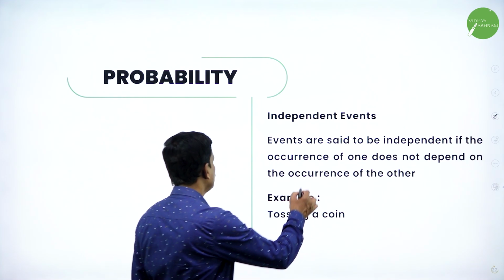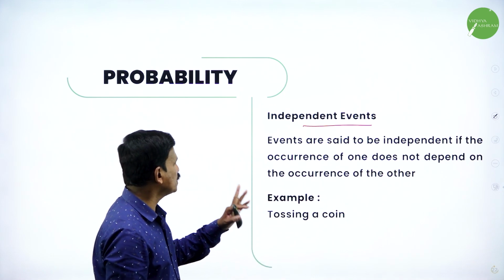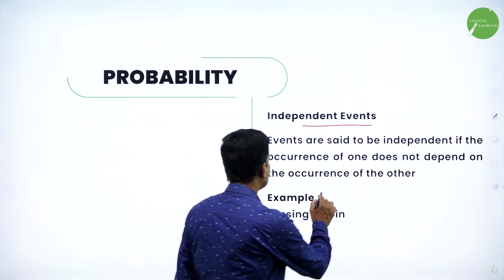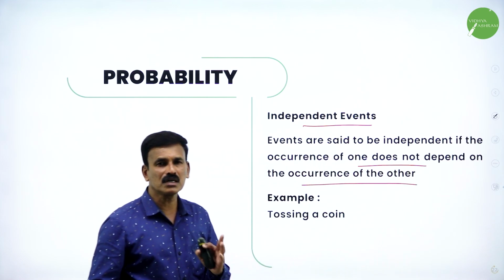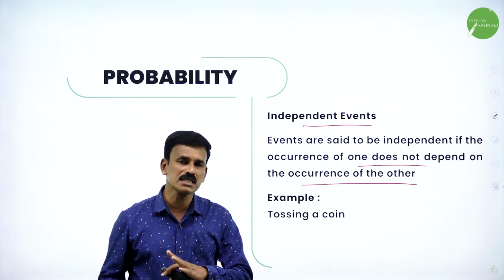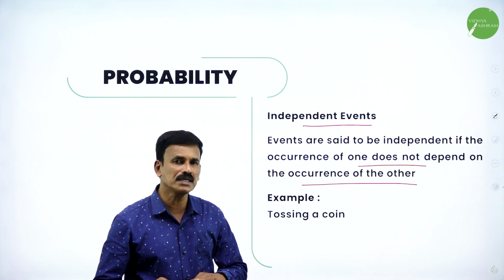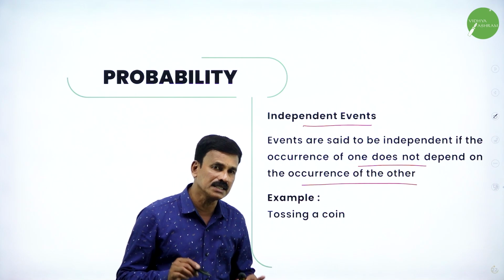What are independent events? Events are said to be independent if the occurrence of one does not depend upon the occurrence of the other. So if the occurrence of one event does not depend upon the occurrence of the other event, such events are called independent events.